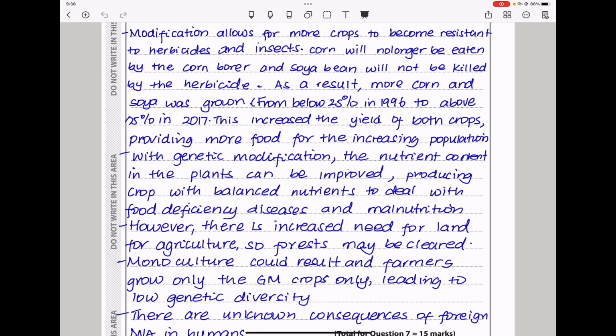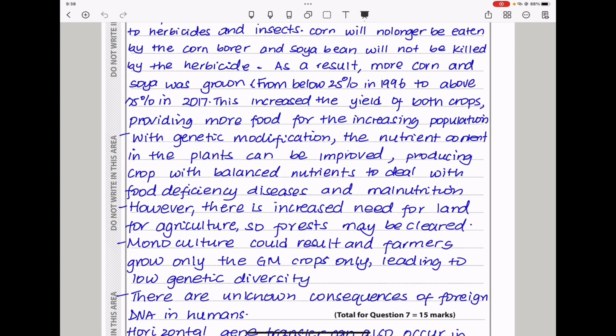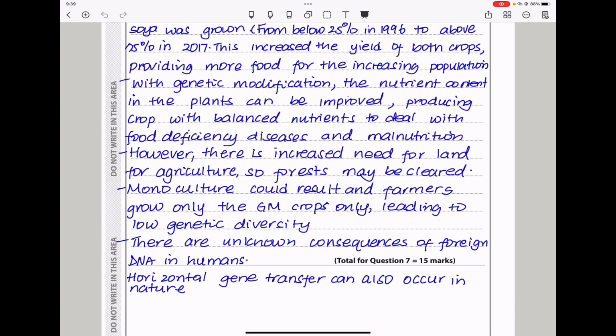However, there is increased need for land for agriculture, so forests may be cleared. Also, there is a chance of monoculture, which could result in farmers growing only the GM crops, leading to low genetic diversity. Also, there are unknown consequences of foreign DNA in humans.